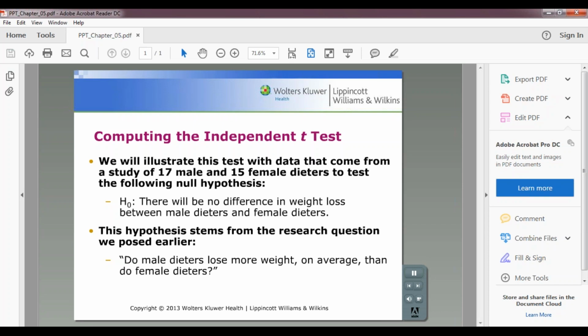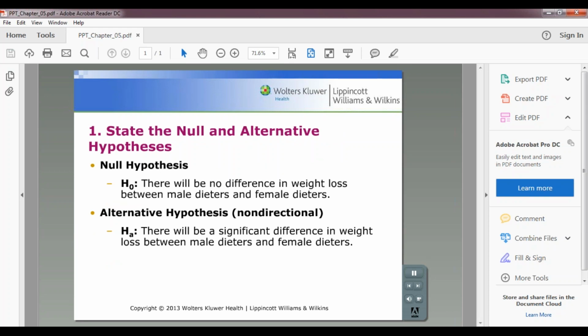And we're going to test the following null to see whether we accept it or reject it. Essentially, the null, as we always did, is no difference in weight loss between the male and female dieters. So we're going to go collect data, run our statistical test, and then determine whether or not we accept or reject this. And it really stems from the research question: do male dieters lose more weight on average than do female dieters? Based on this research question and the data we have, it necessitates the application of this t-test. Always understand that the research question drives the statistical analyses.